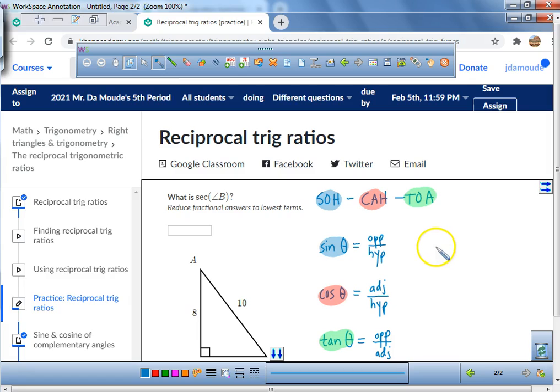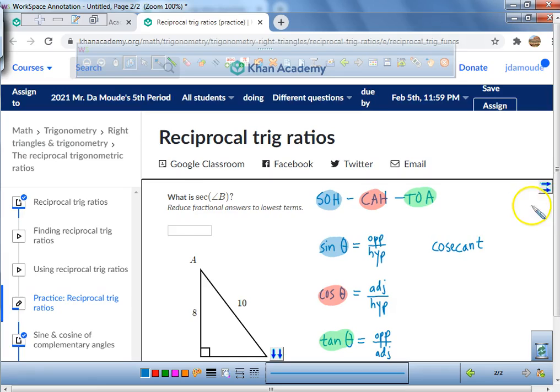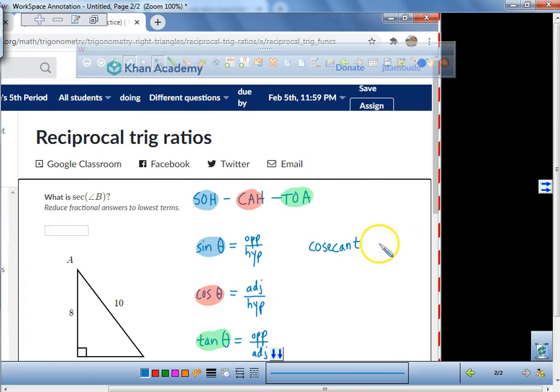So in blue, I'm going to write cosecant. Except I'm going to do one more thing. Ready? Cosecant is equal to CSC. So just remember, cosecant, that's how you spell it. That's the abbreviation. Cosecant is equal to the hypotenuse over the opposite side.